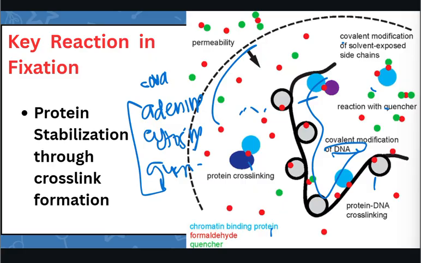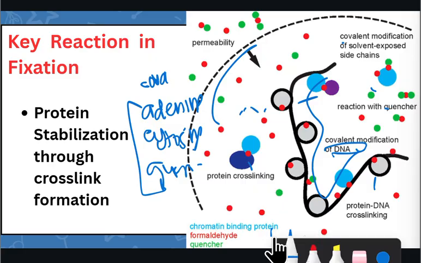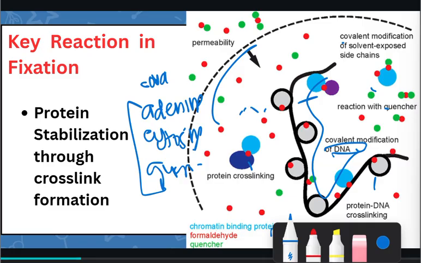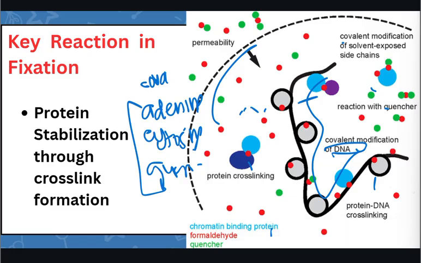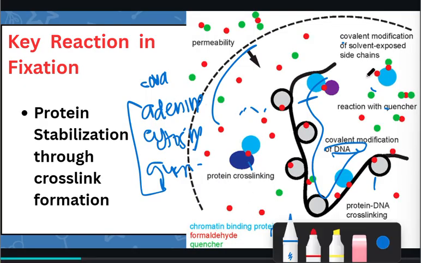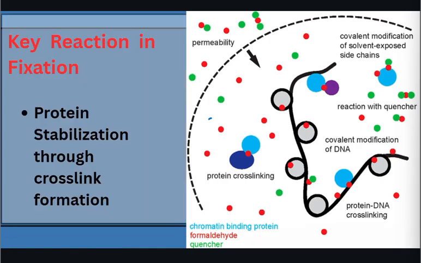So, what happened here, class, since there is a quencher, there will be quenching. Quenching agents neutralize the unbound formaldehyde to stop further reactions. So here are the reactions with quenching. You can see it. Okay?